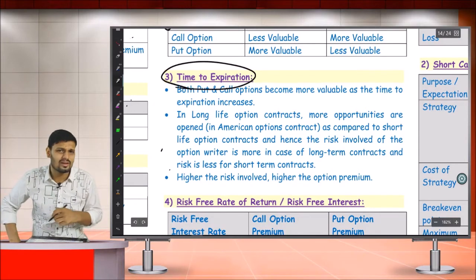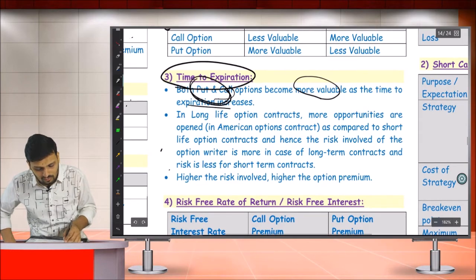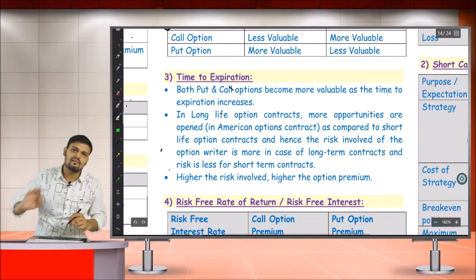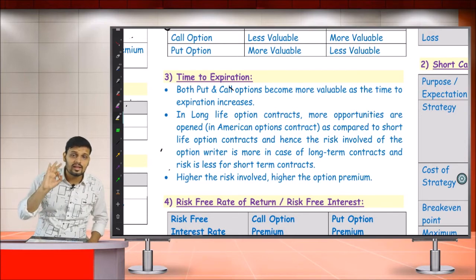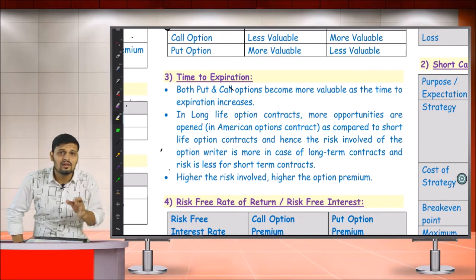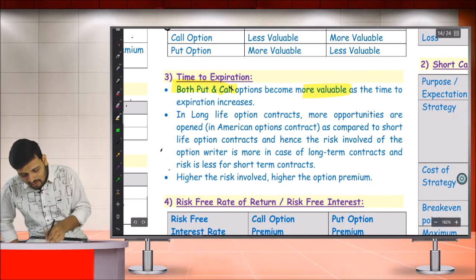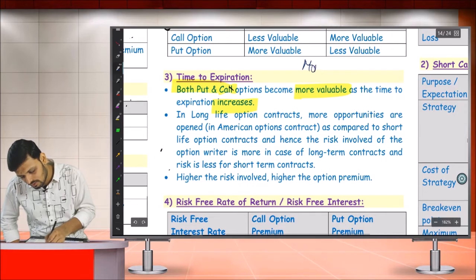Time to expiration. This is very simple. For both call and put option, it becomes more valuable as the time to expiry increases. See, time to expiration is nothing but, say you have 3 months time. Obviously, the premium will also increase, right? Because time value of money is more in 3 months time. In 2 months time, the time value of money is less. In 1 month time, the time value of money is even less. So if time value of money is less, premium payable is also less, right? So for both call and put option, if the time value of money is increasing, it becomes more valuable. That is, you will have to pay more premium for increased time value of money.